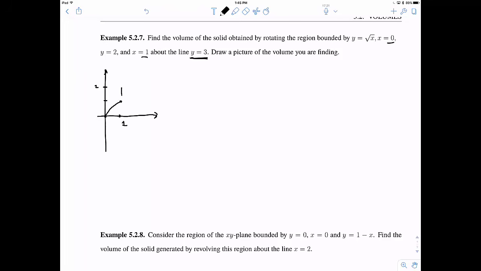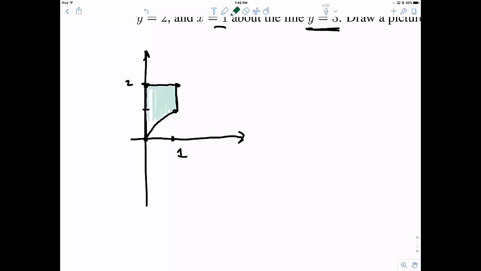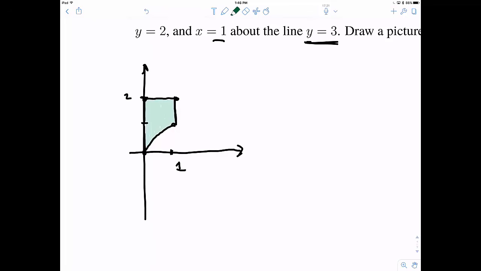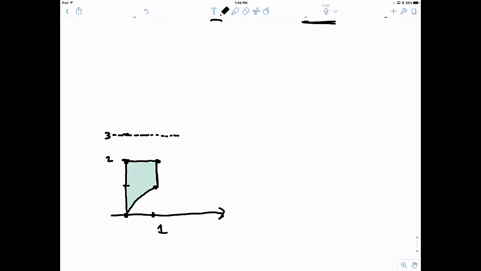So the first thing I'm going to draw is this nice square root of x. X equals 0 is, of course, the y-axis. I have y equals 2, which is the top part, and x equals 1, which is the side to the right. So this right here is my region R. And now I want to rotate this about the line y equals 3. I can tell already that I didn't give myself enough room here. I need to scoot all of this down a little bit, so I'm going to use the magic of technology and scoot it all down.